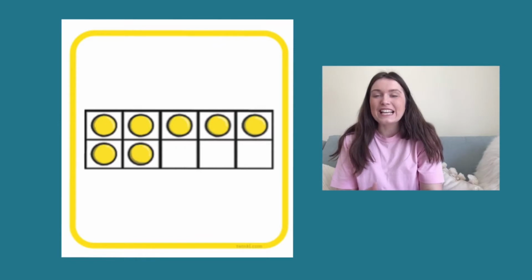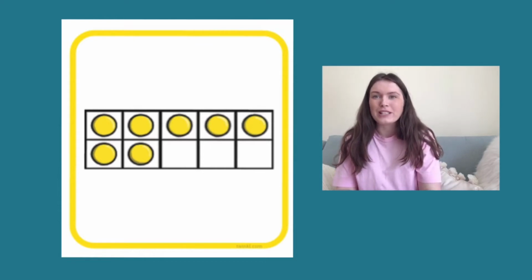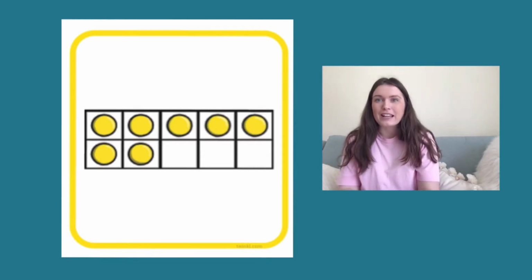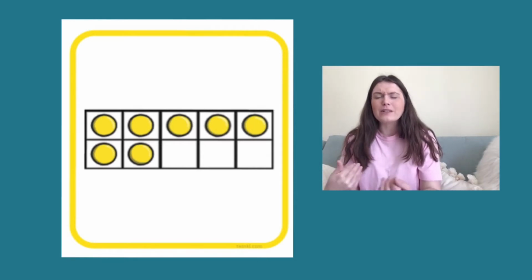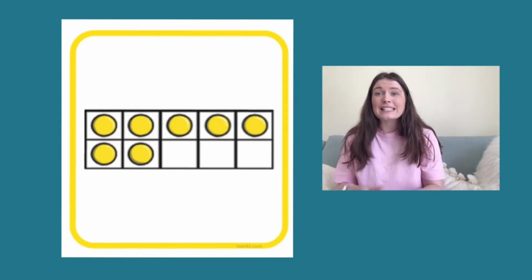Right, guys, here's the next one. Tell me, what do you see? Oh, I can hear some of you saying the correct answer. Oh, that's fantastic working out. Go on, everybody, shout it at me. What do we see? That's right, it's 7.